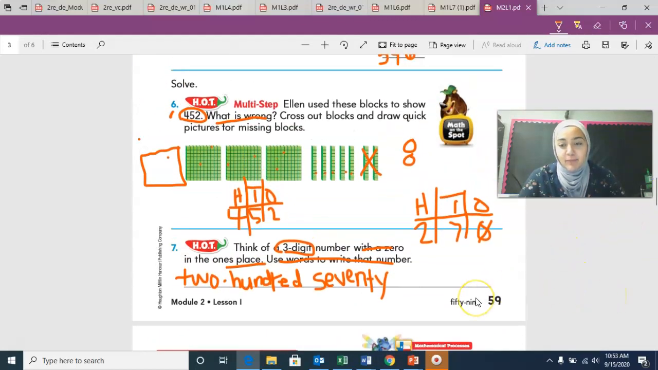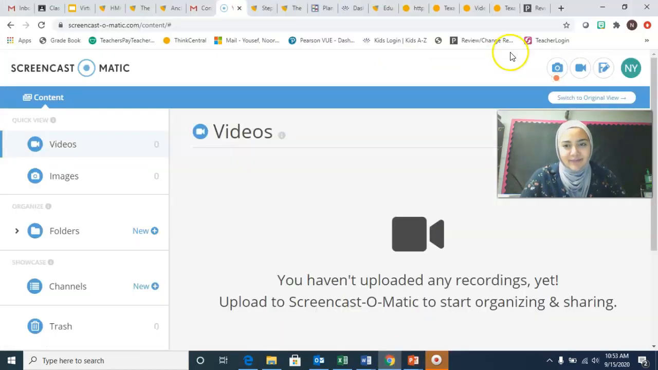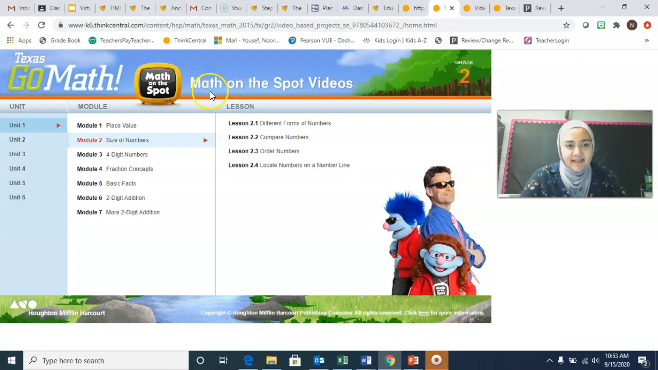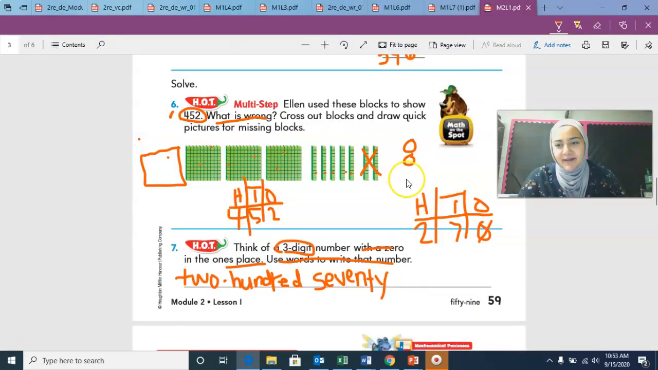But if you want to go back and watch it, you can log in through GoMath and you click on Math on the Spot. And then when you click on Math on the Spot, you're going to have this page. It says Math on the Spot videos. You just click on Module 2, and we are on 2.1. And then you can watch the video if you'd like. If you want me to send you the link because you can't get to it, just email me and I'll be happy to do that.